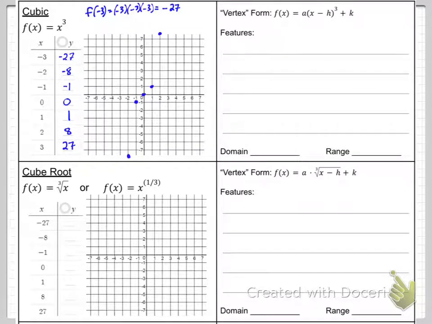So I plot those 5 points. I can't plot 3, 27. I can barely plot 2, 8, and negative 2, negative 8. So we're going to connect these dots, and notice in the middle how it's curved. We call that a saddle point because it looks kind of like a saddle.